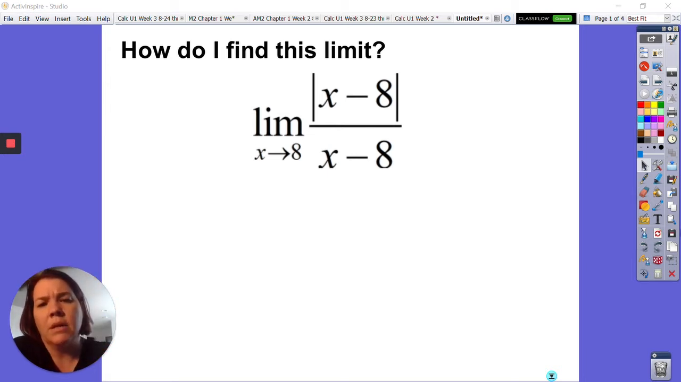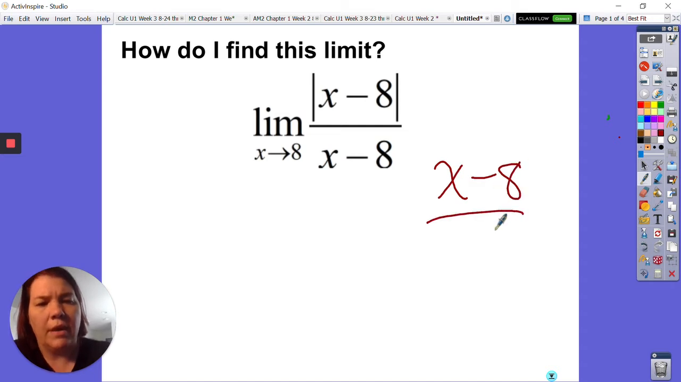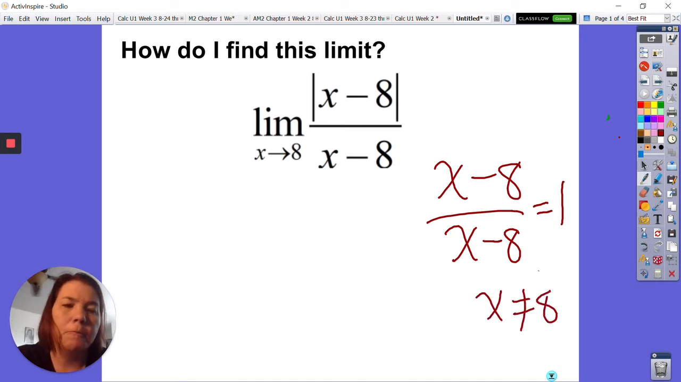So here we have the limit as x approaches 8 of the absolute value of x minus 8 over x minus 8. Now, if the absolute value weren't there and we just had x minus 8 over x minus 8, that would be equal to 1 unless x was equal to 8, because we can't divide by 0. So just keep that in mind. If the absolute value wasn't there, this would be 1. The limit would be 1 because it would just be a hole there at 8.